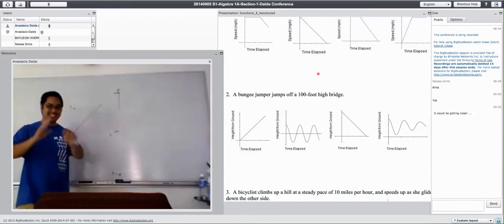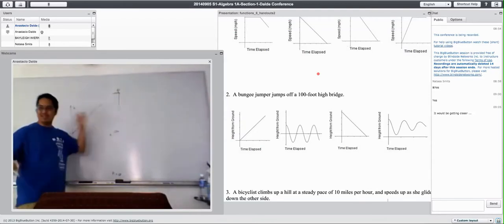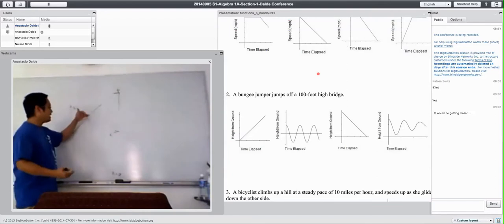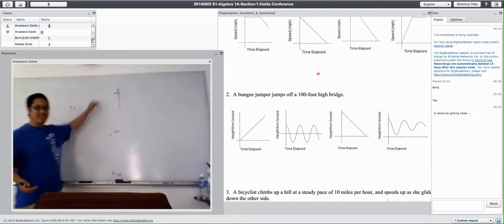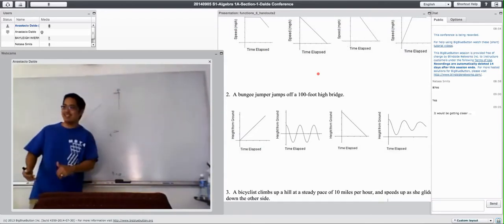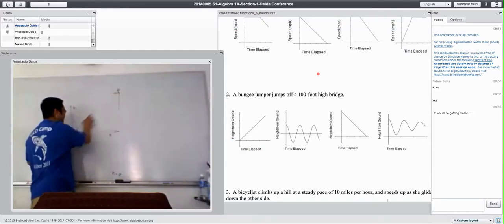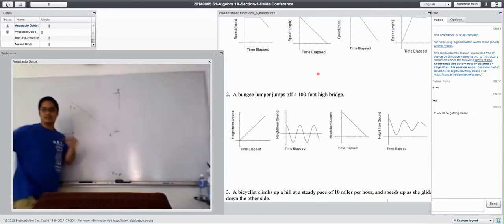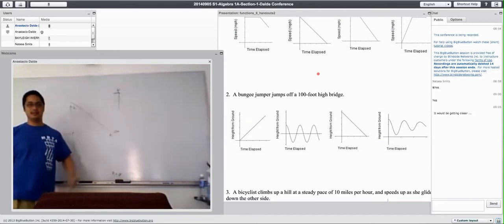No, it's not. You're absolutely right, Natasha. It's getting further away. I mean, not further. This is getting further away, right? This person's getting closer to the thing. All right. So, would the graph look like this? This is getting closer. Yeah.